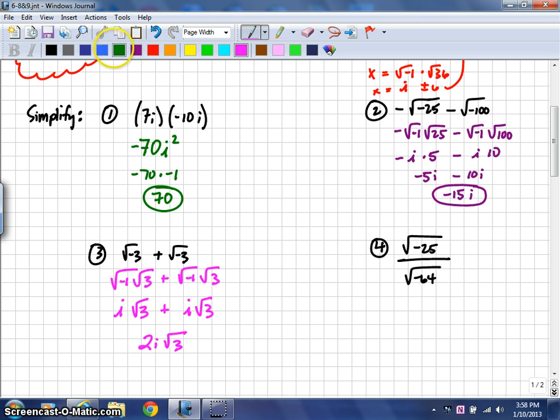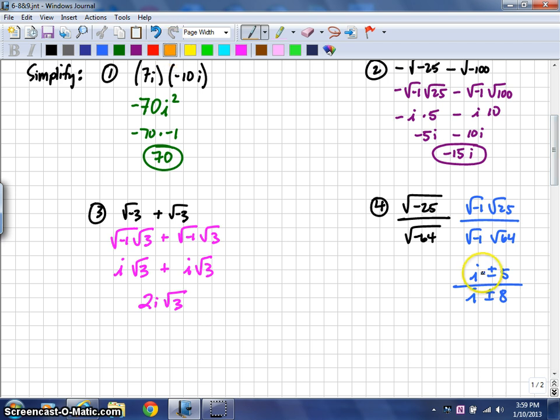The last problem that we're going to do involves division. So let's simplify the top as the square root of -1 and the square root of 25. And let's do the same on the bottom: the square root of -1 separated out from the square root of 64. The square root of -1 becomes i on both the top and the bottom. The square root of 25 is positive and negative 5. And on the bottom, the square root of 64 is positive and negative 8. If you look at what we have, the i's will cancel. So we just get simply plus or minus 5/8.